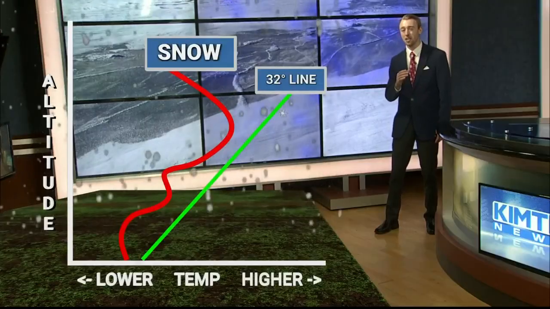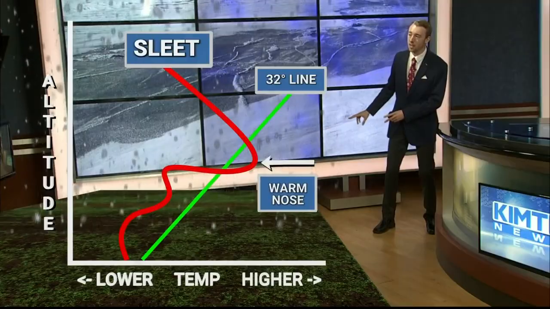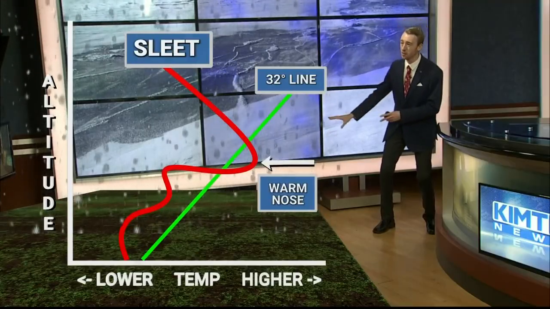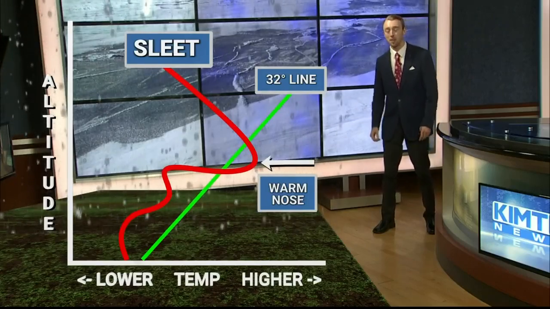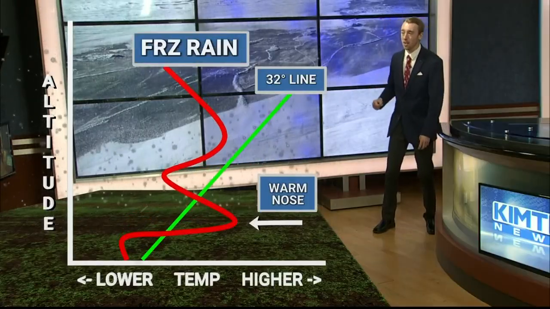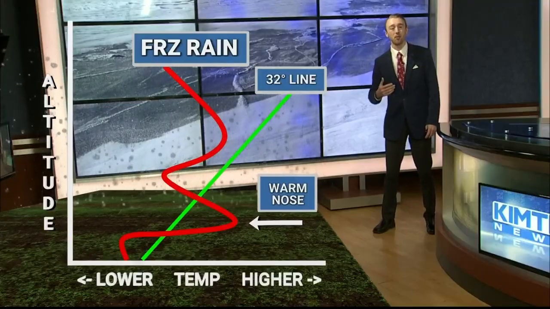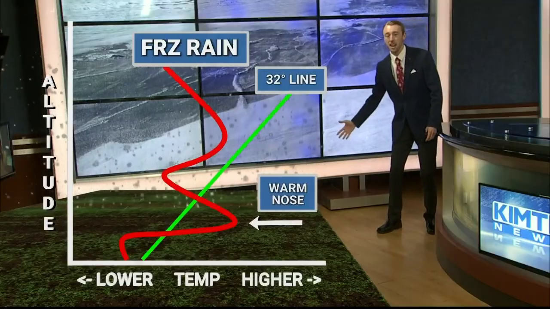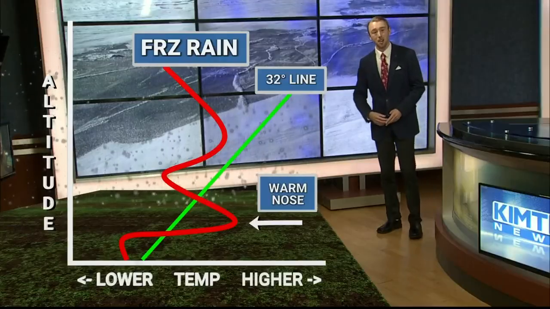But when we start to see a slight warm nose, a slight undulation, in that red line to the right of the 32-degree line, that's when we can start to talk about sleet. A little bit of warm air melting that snow, and then it refreezes before it hits the ground. A bigger, larger warm nose, a thicker layer of warm air closer to the surface, that could bring in the introduction of freezing rain. All that snow falls into that layer, melts, and it doesn't have the ability to refreeze until it hits the ground and freezes on contact.